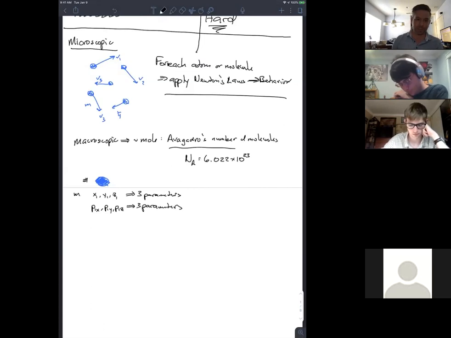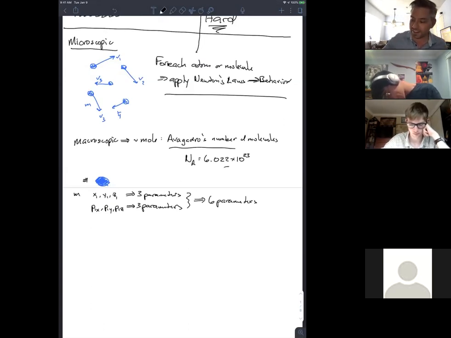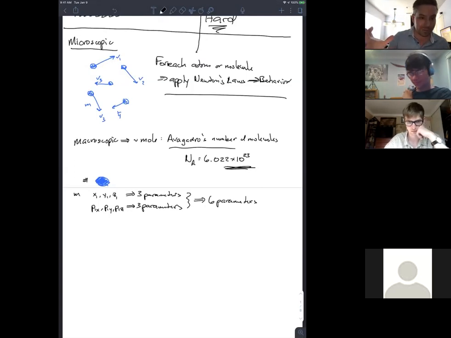In other words, for each atom in this gas, we have to specify 6 parameters. So we got 6 parameters per molecule, and we have to do this for every atom in the box. Again, that's 10 to the 23rd atoms. So we are talking 10 to the 24, give or take, parameters in order to fully describe where each atom is in the box and how it's moving.